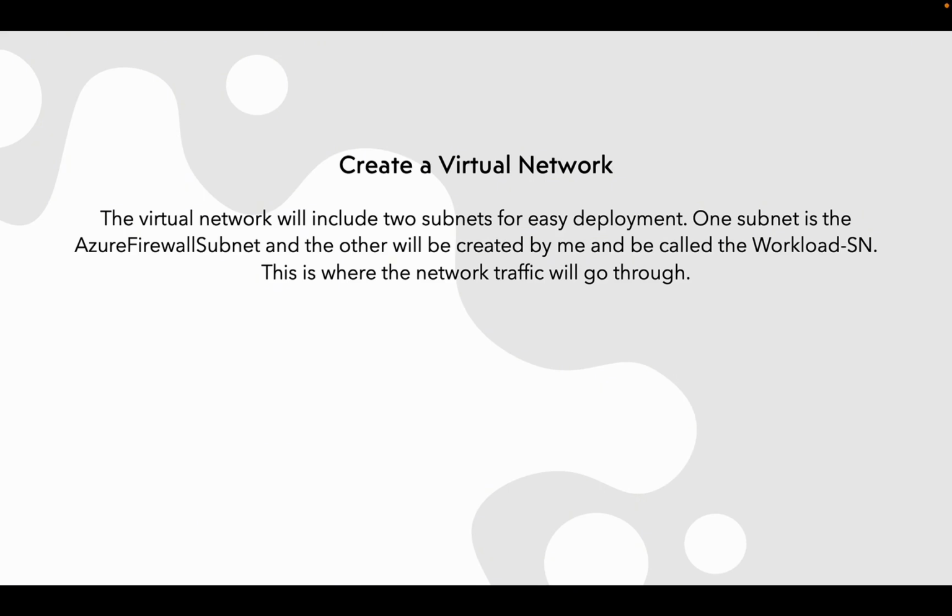Virtual network. The VNet will include two subnets for easy deployment. One subnet is the Azure Firewall subnet, and the other will be created by me and be called the workload subnet. This is where the network traffic will go through.